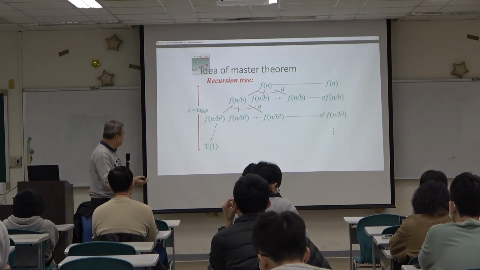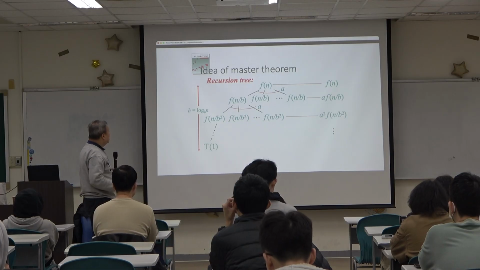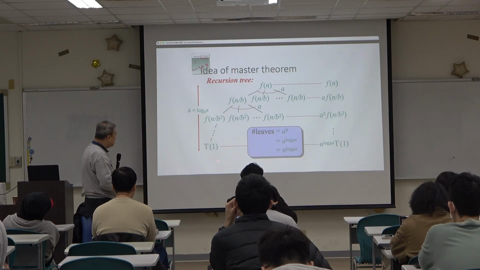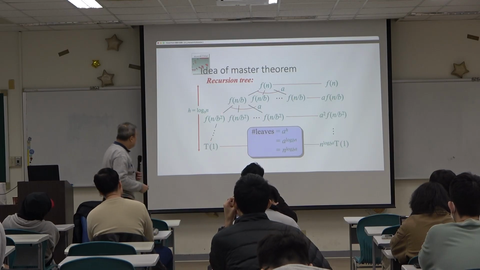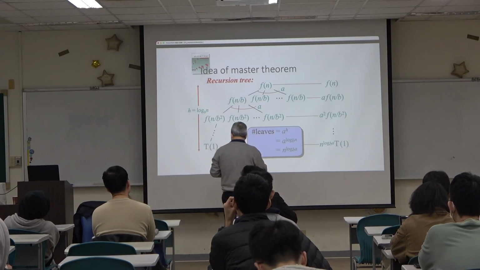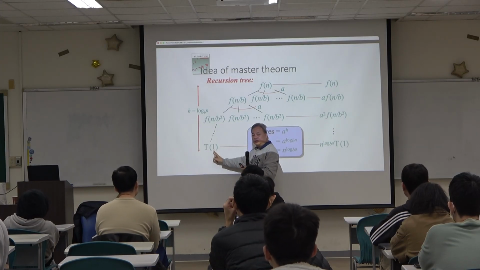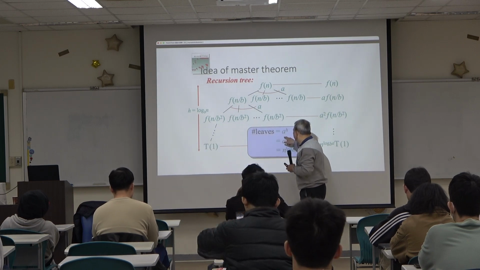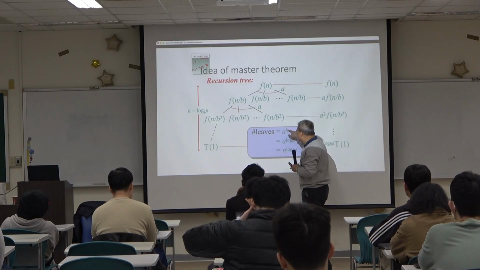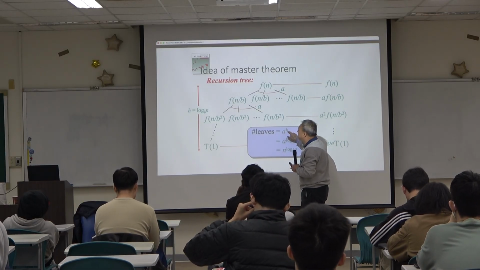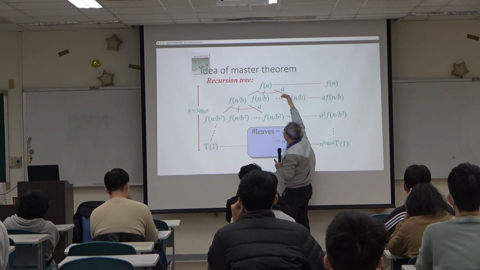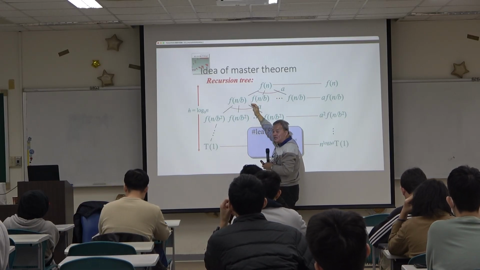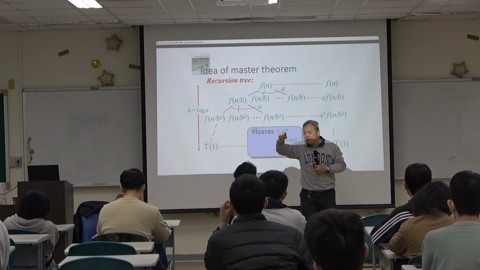Very obvious, right? And then, how many leaves are there? The number of leaves will be, let's assume this is 1, or just count the number of leaves. It will be a times a to the power of h. Why? Because at each level, the number of terms increases by a factor of a.